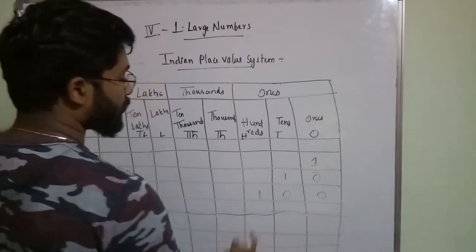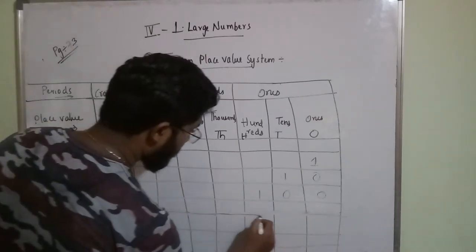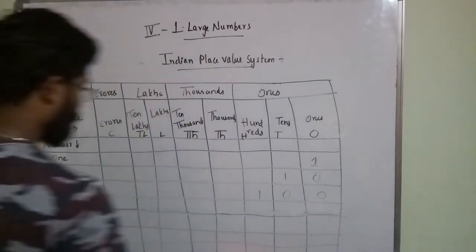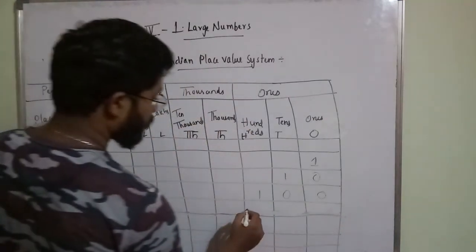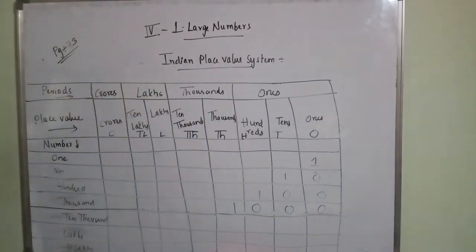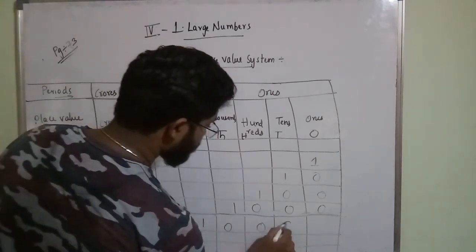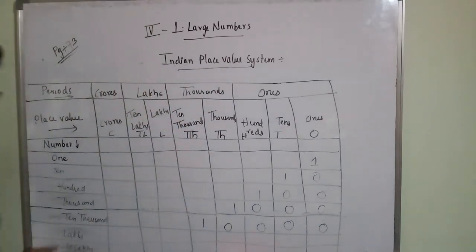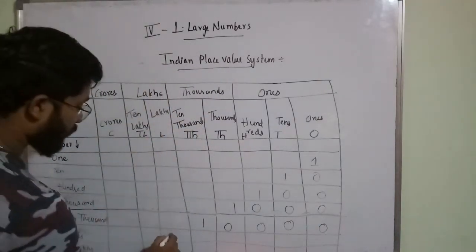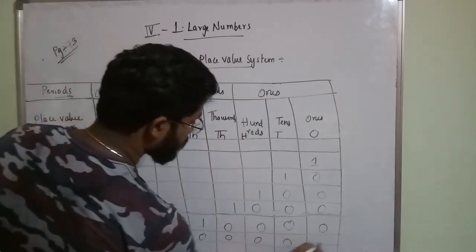Here you got 2 digits, here you got 3 digits. Okay, next 1000, 1 0 0 0. Okay, 1000. Next 10,000, 1 0 0 0 0. Okay, next lakhs. From lakhs you have to start 1 0 0 0 0 0.